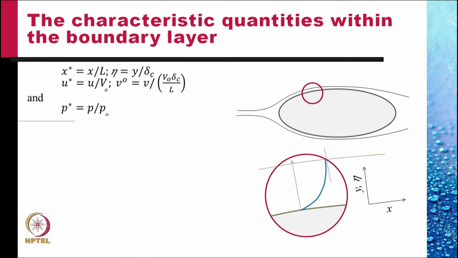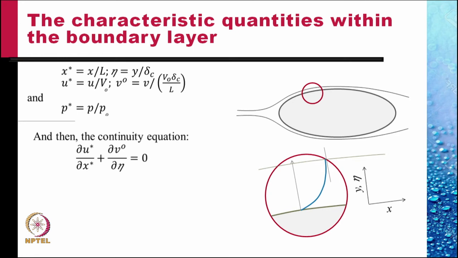If we do this and use v superscript O, that is v naught, as the non-dimensionalized velocity in the y direction, v divided by v naught delta c over L. We use a different symbol for the non-dimensionalized vertical velocity v, because we do not want it to be confused with the characteristic velocity v naught. So now the continuity equation gives del u star by del x star plus del v naught by del eta is equal to 0. Thus, with this non-dimensionalization of velocity and the vertical space coordinate, we get the proper form of the continuity equation where both terms are significant.